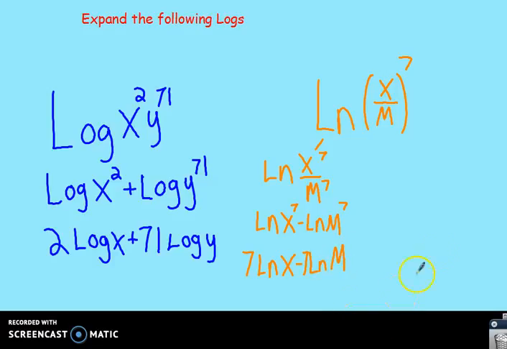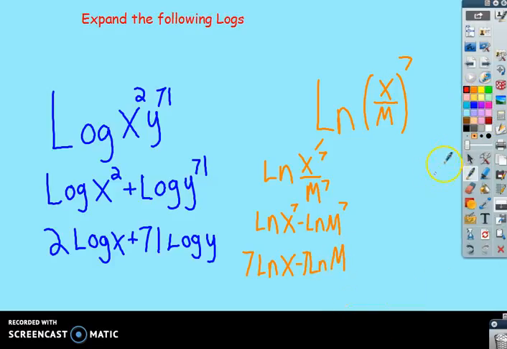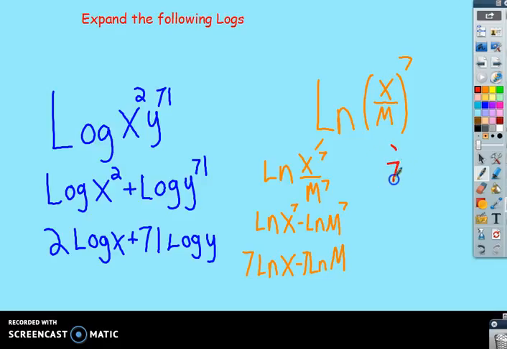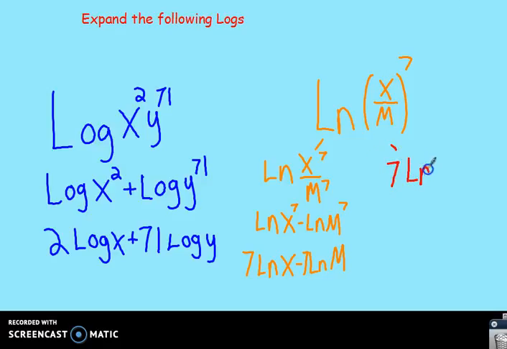Spread out as far as I can go. Option 2 is you go, you know what? I'm dropping the 7 out in front first. Not bad. And then you go, I'm splitting this up with subtraction for its division. Here's why I'm showing this way second: because that 7, when you split it up, ends up having to go to both of them.